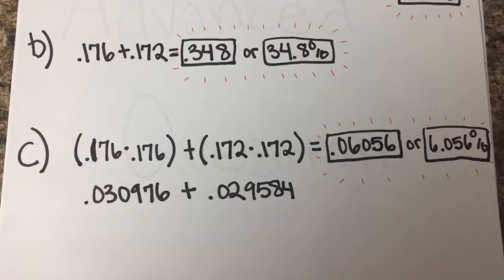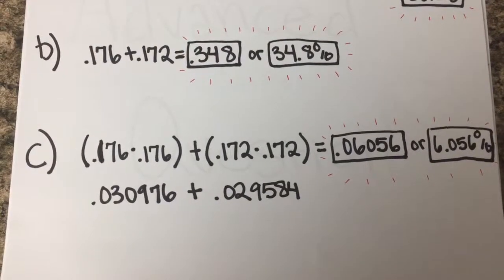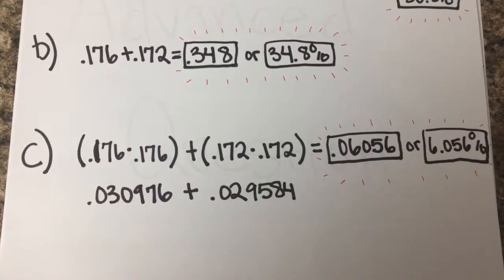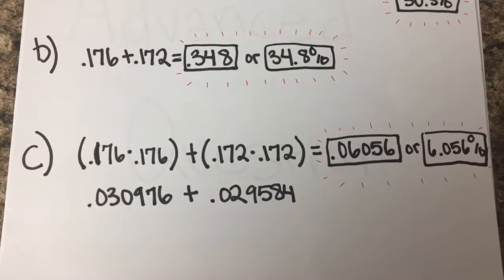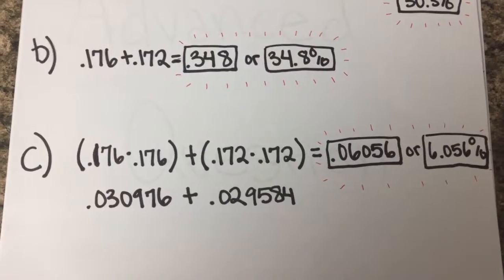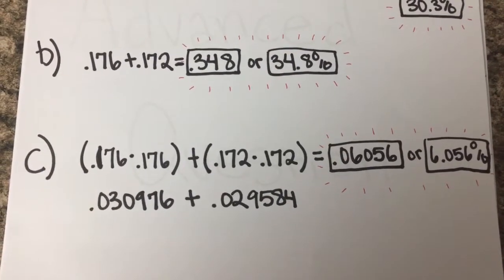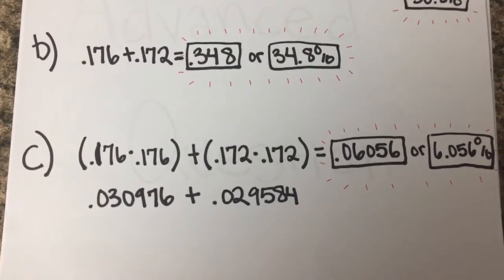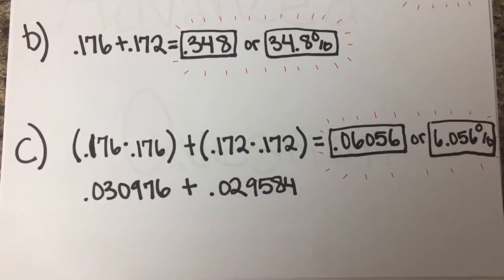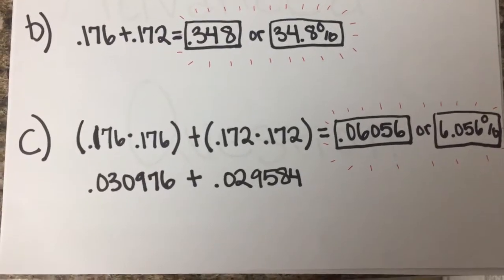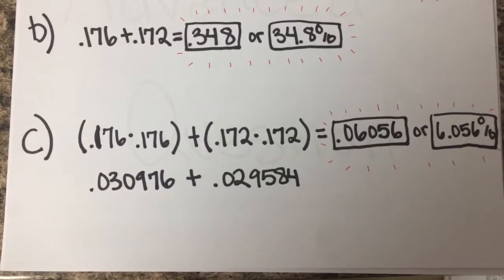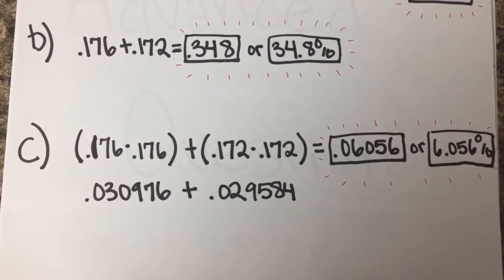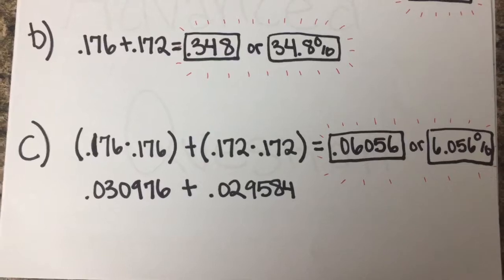For the last part of the basic question, it asked, when choosing two vehicles at random, what is the probability that both are silver or both are white? So there's the "or" again, so it means to add, but when it asks that both are silver when choosing two vehicles, that's like choosing a silver, and that, and "and" means to multiply. So you would multiply each of the probabilities by itself and then add those together, and that's when you get 0.06056 or 6.056%.